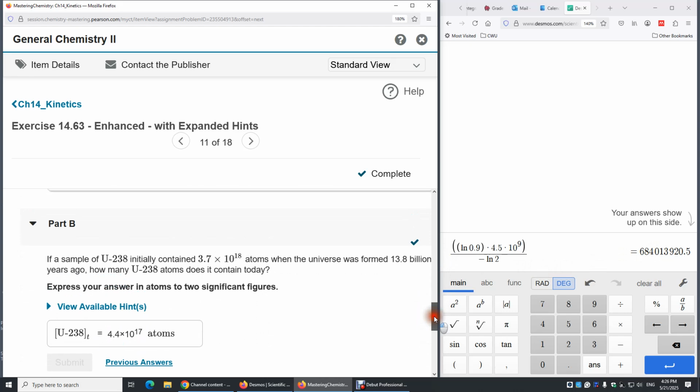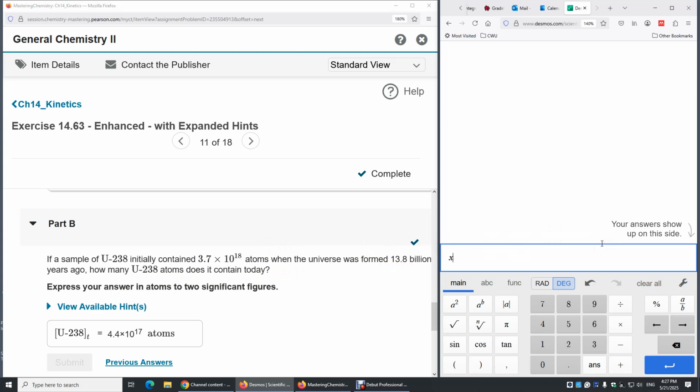Part B: if initially it contains this many atoms, and then after 13.8 billion years, how many atoms are there? I'm going to say it's x, and x is going to be 3.7, which is initial, times 10 to the power of 18, and then multiplied by e to the power of negative kt. This is the setup. So this is how we compute the number of uranium-238 atoms after 13.8 billion years.